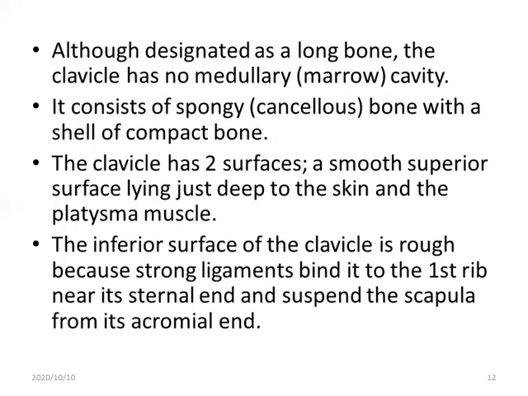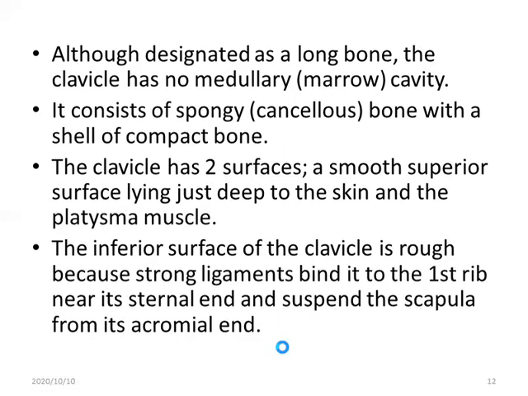The clavicle is also designated as a long bone, but it has no medullary cavity. It consists of spongy cancellous bone with a shallow layer of compact bone. The clavicle has two surfaces: a smooth superior surface, just deep to the skin and the platysma muscle, and an inferior surface, which is rough because four strong ligaments bind it to the first rib and the scapula from its acromial end.